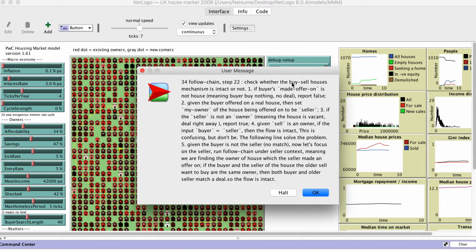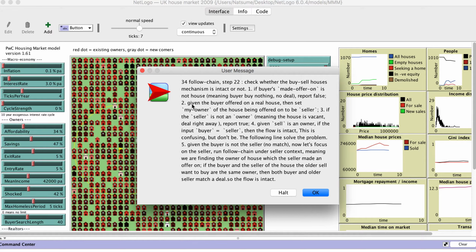It refers to a house. So if the buyer's offer to the house is not actually a house, meaning what? Meaning the buyer is not buying anything. Therefore, of course, there's no deal. So the chain is broken. We report false.